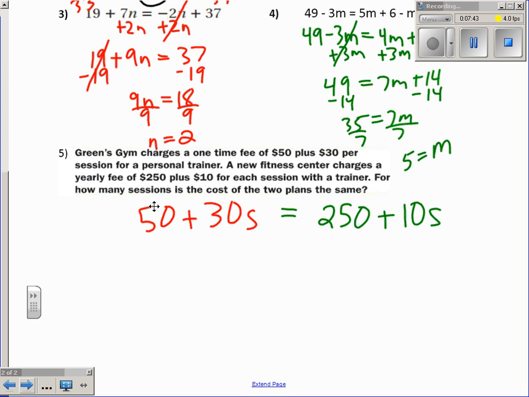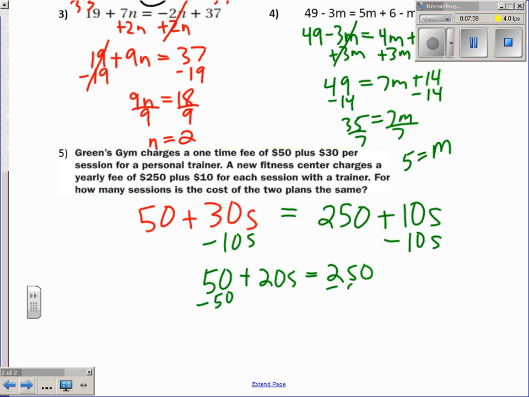So all we do is set them equal to each other and solve for the variable. So here I'm going to subtract 10s from each side, and I'm left with 50 plus 20s equals 250. Now I have to get rid of the 50, so I'm left with 20s equals 200. I have to get rid of the 20, so I divide each side by 20, and I'm left with s equals 10.